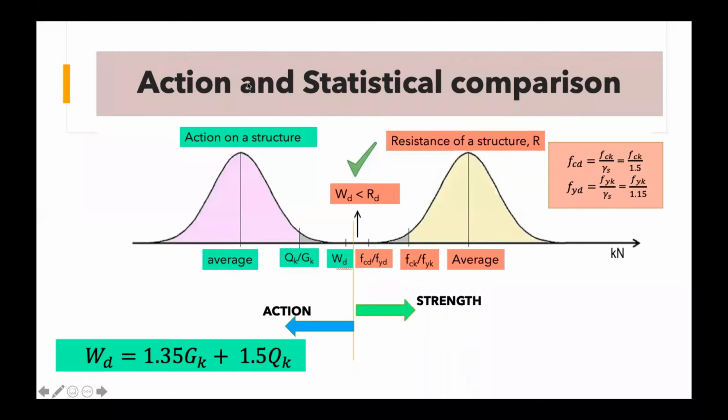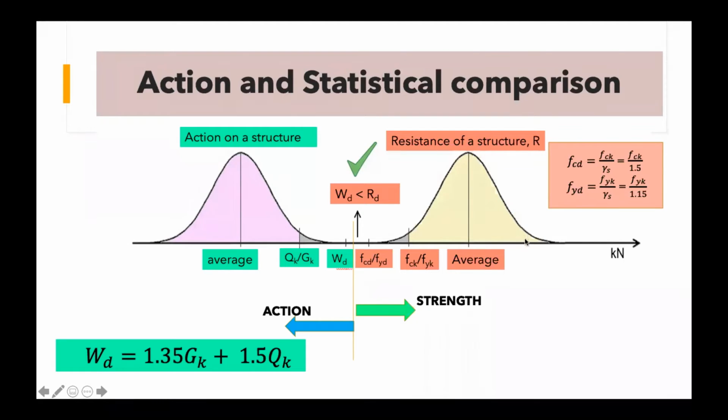Next one is action and statistical comparison. From this figure, last time I taught you how to get the strength of concrete and also steel. Actually, the curve here is called a statistical probability curve. In Eurocode or in other codes, usually they test lots of samples and the strength is plotted. It is called a probabilistic plot. FCK, the characteristic strength of concrete or of steel that we use in design, is where 5% of the samples fail. The strength here is called FCK or FYK.